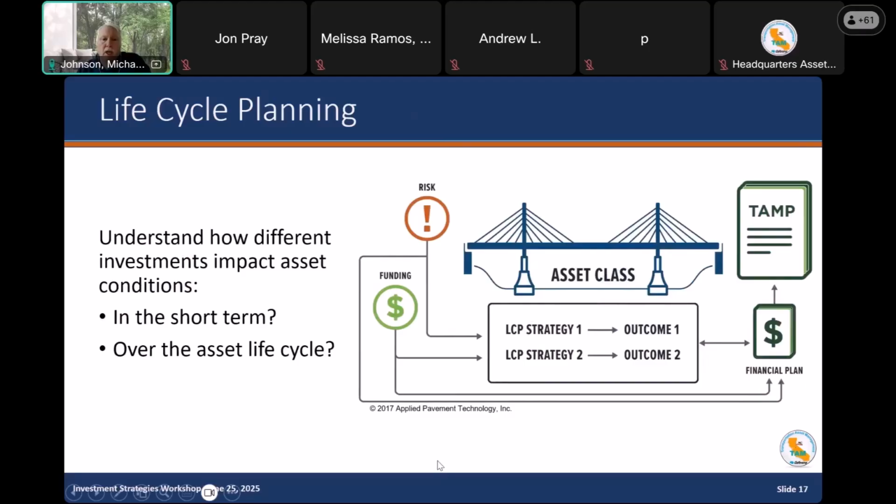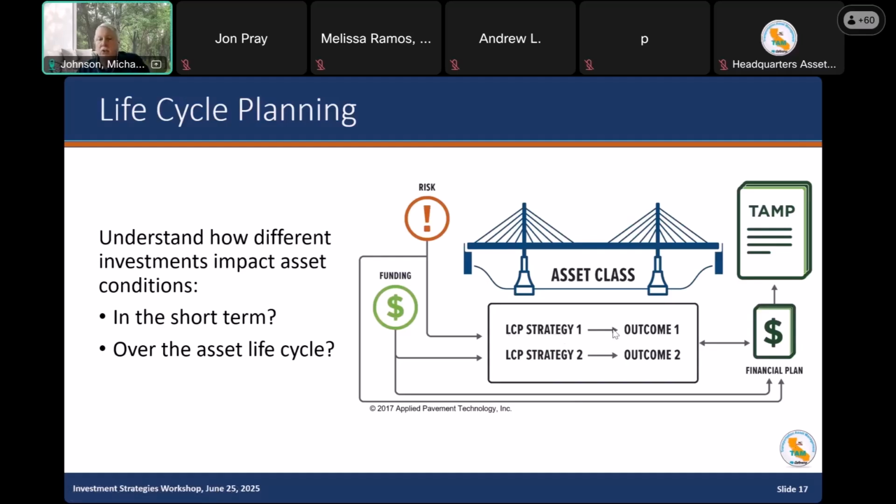To put that into a practical sense with the TAMP, when we think about an asset class, I realize the graphic shows a single bridge, but we're not talking about one bridge. We're talking about every bridge you are responsible for. These bridges may have risks. They may have seismic risks or scour risks or fatigue risks or impact risks that you need to consider. You have funding. Every agency I know has some finite funding they have to think about. And then you have all of the strategies. So, what is my strategy?